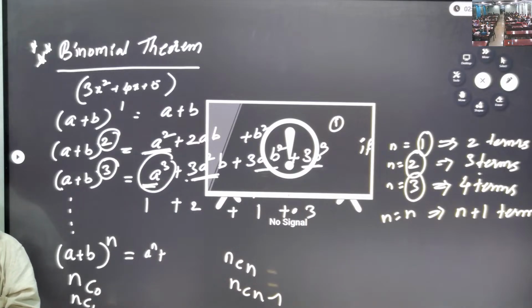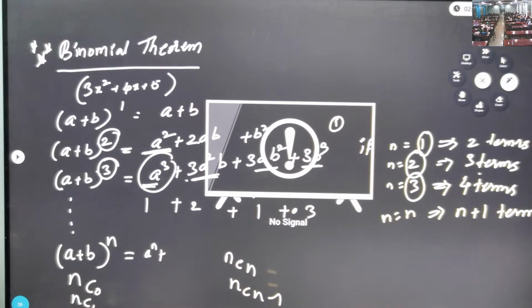So if I ask you to find out the NC naught value, just do it on the paper. NC0. What is the NC0 value? Tell me the NC naught value. NC naught value is 1.